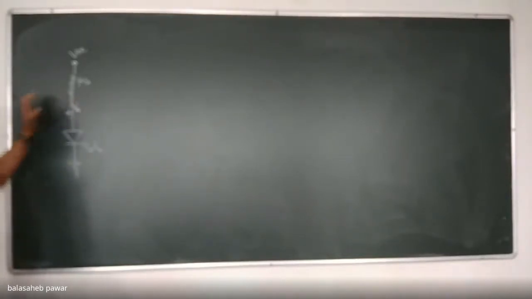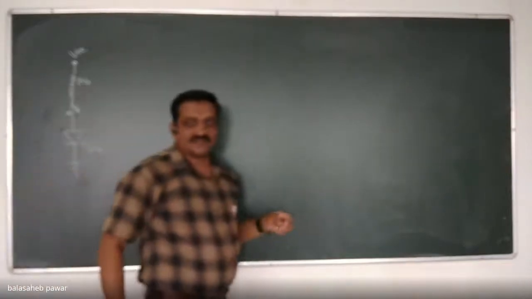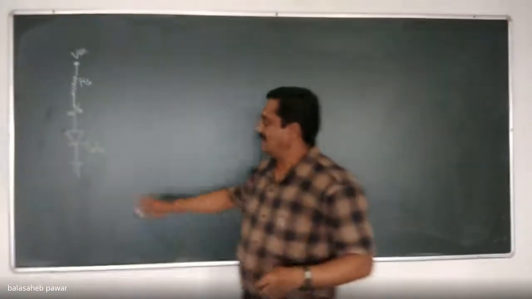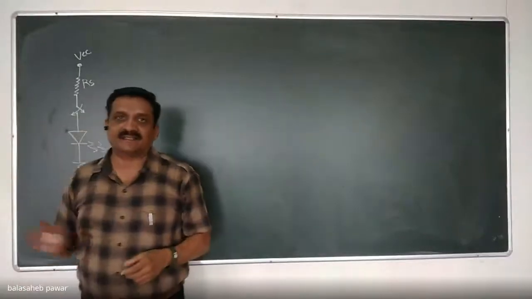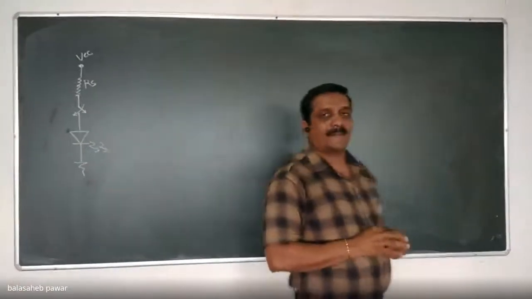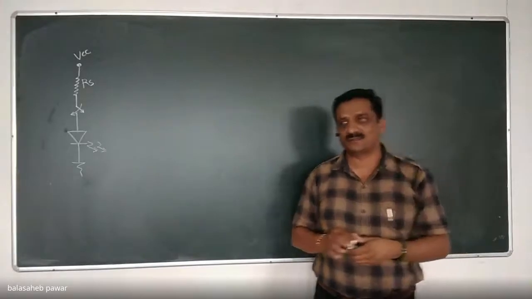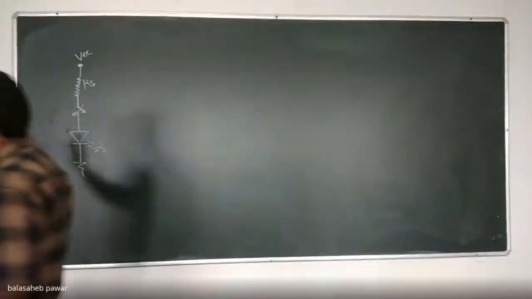If that switch is closed, then we can say that the LED will get turned on. Correct now? Am I right? If the switch gets closed, the LED will get turned on, and the current through that LED will get limited by the series resistor RS shown over there. Okay. Is it visible properly? Yes, sir.